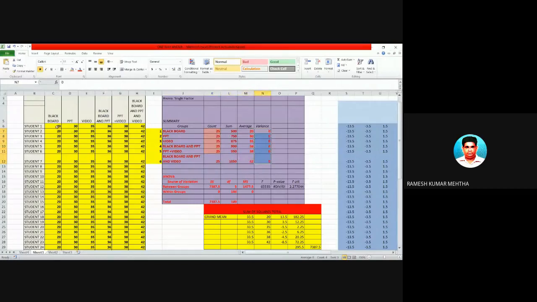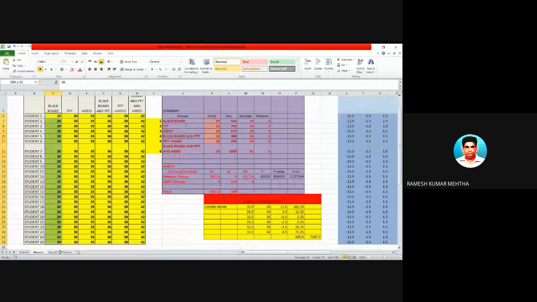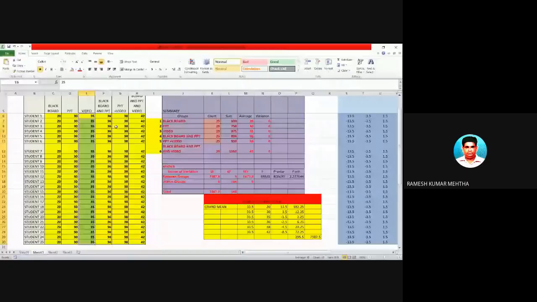Variance. Is there a variance between these marks? Everybody got 20 marks, so there is no variance. In the second case also, everybody got 30 marks, so there is no variance. In the third case, everybody got 35 marks, no variance, so zero variance. For the fourth, fifth, and sixth case also, there is no variance between the marks secured within the group. Okay, this is within.